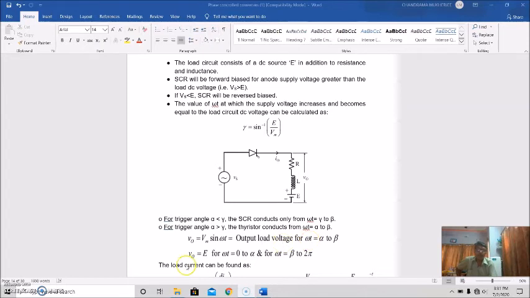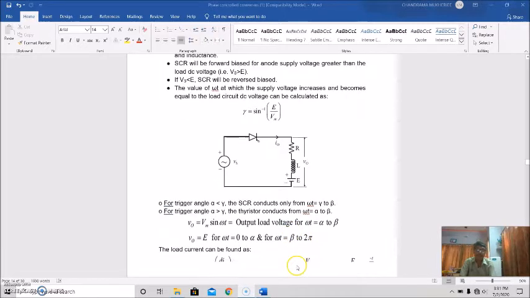alpha to beta. So the output load voltage V equals Vm sin omega t when omega t equals alpha to beta, and the output voltage will be equal to the DC source voltage E with the load connected, for omega t equal to 0 to alpha, and for omega t equal to beta to 2 pi. So the output voltage will be E for omega t equal to 0 to alpha, and for omega t equal to beta to 2 pi.